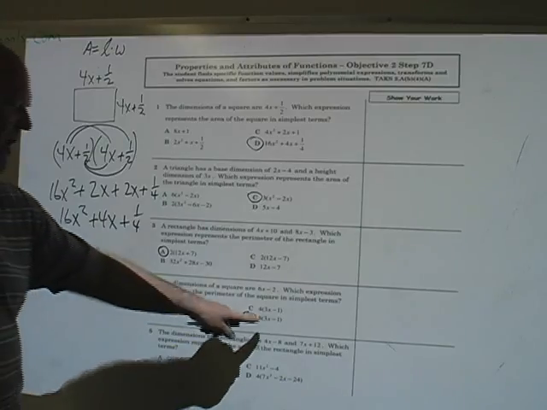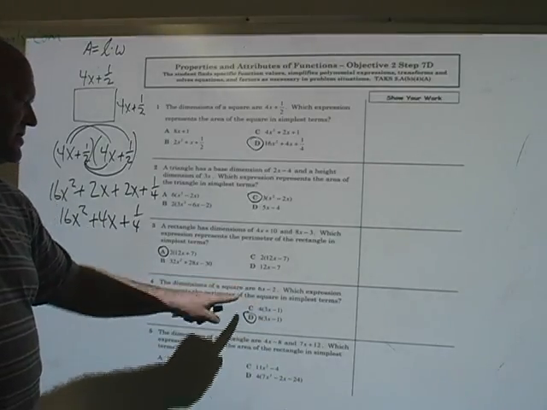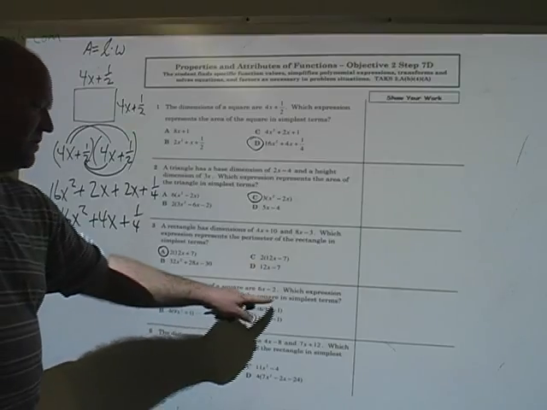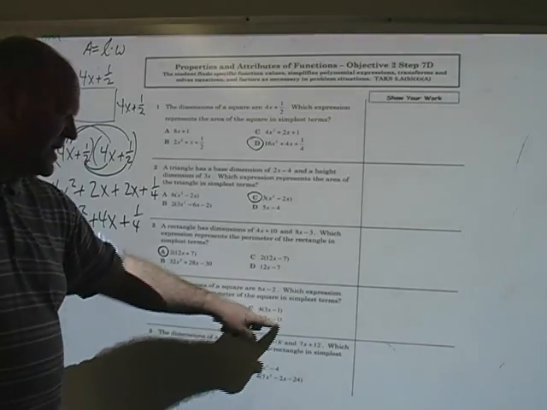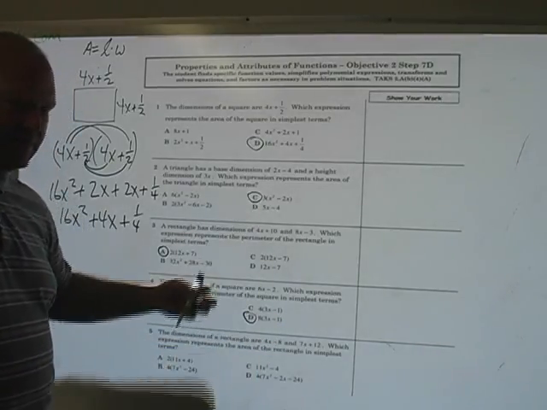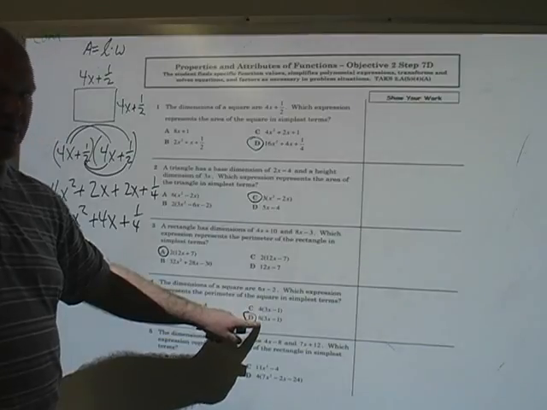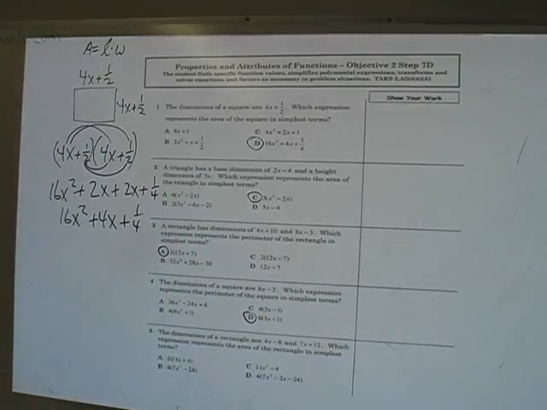The reason they're writing these this way is because they're writing them in simplest terms. So if there's a common factor in there with 24x minus 8 that they can pull out, that's what they're doing. That's why they're writing it that way, if you're wondering.